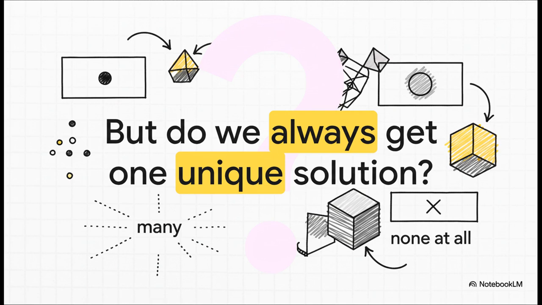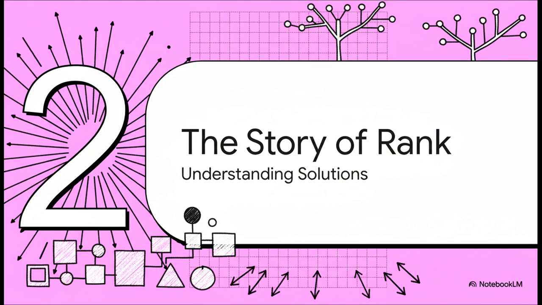Does this process always give us one perfect, unique answer? Like x is 5, y equals 2. The answer is no. Sometimes there are infinite solutions, and sometimes there's no solution at all. So the big question is, how can we look at that final matrix and know what kind of solution we're dealing with? And that question leads us right into our next big topic, the story of rank. This is how we start understanding our solutions on a deeper level.